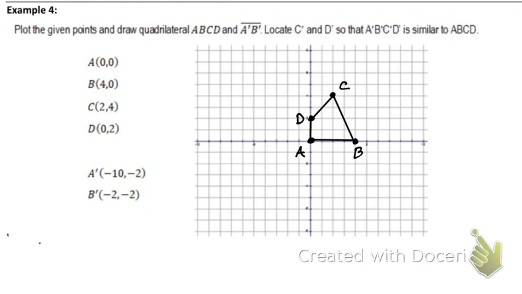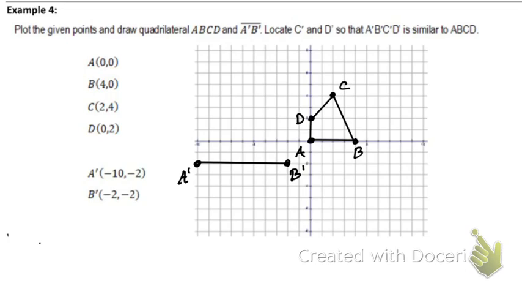All right, then we have A prime and B prime. That just means we're making a similar shape, so I can delineate between A and A prime. So we have A prime at negative 10, negative 2, so that's down here. That is my A prime. That corresponds with angle A then. B prime is negative 2, negative 2. That is my B prime. Let's connect those two points.